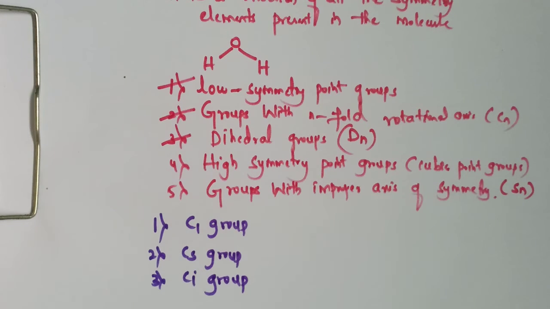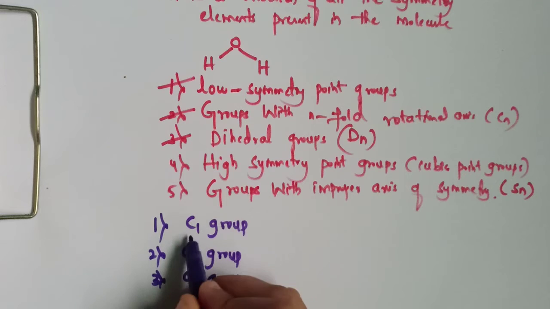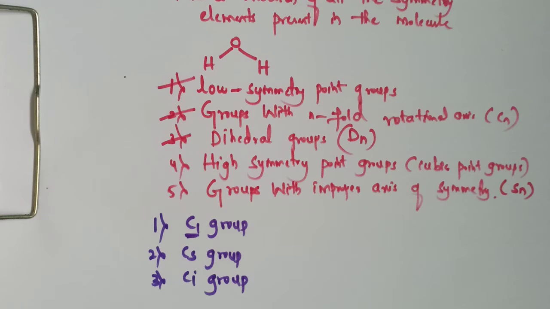First, let's learn about this C1 group. What is actually the C1 group? The C1 group consists of only a one-fold rotational axis of symmetry. That means only C1 is present. And the molecule has only one symmetry element, that is identity. You should keep in mind that all molecules consist of identity. If you take any molecule, it will consist of identity. It is common for every molecule. So this C1 group consists of only one symmetry element, that is identity.